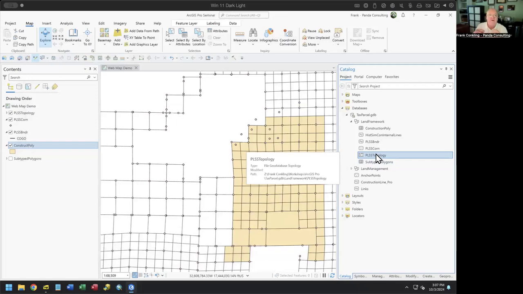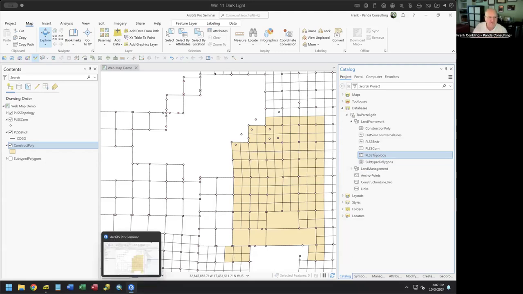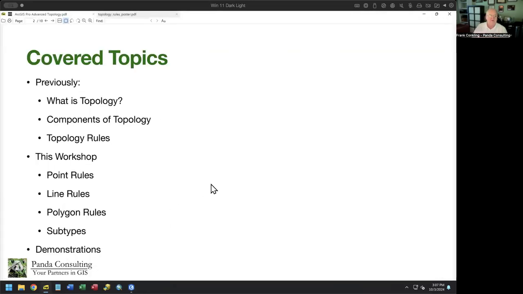Then it goes through, analyzes the rules, and determines whether or not these features meet those rules. If they don't meet the rules, they will show up as errors. All right, let's look at some of these rules now, and we'll first look at the point rules.